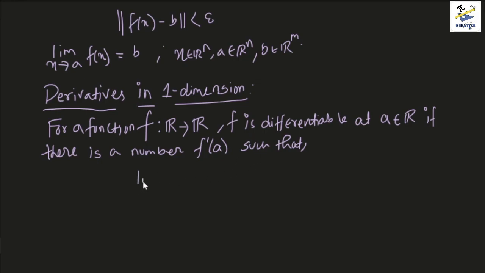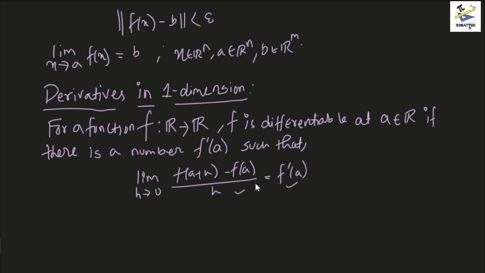Such that limit h tends to 0 of f of a plus h minus f of a, divided by h, is equal to f dash a. So this limit, which is denoted by f dash a, is basically called the derivative of f at the point a, and that is how we used to find derivatives, right?